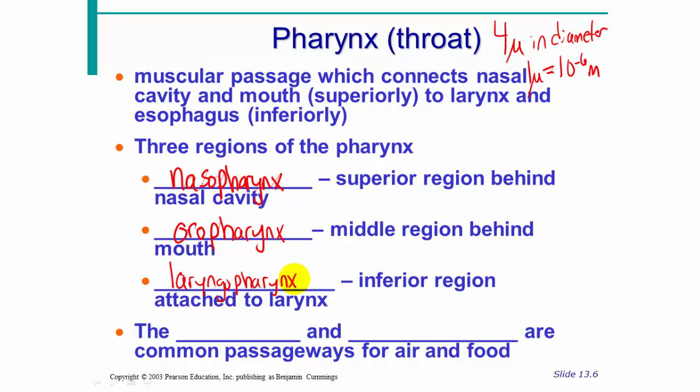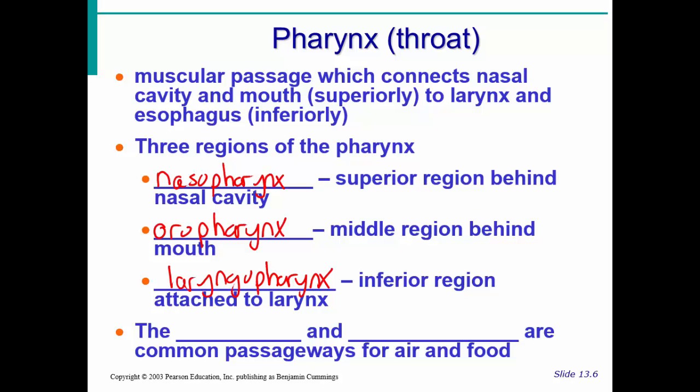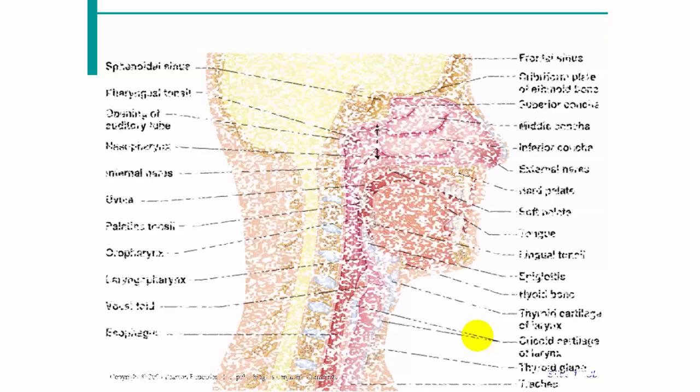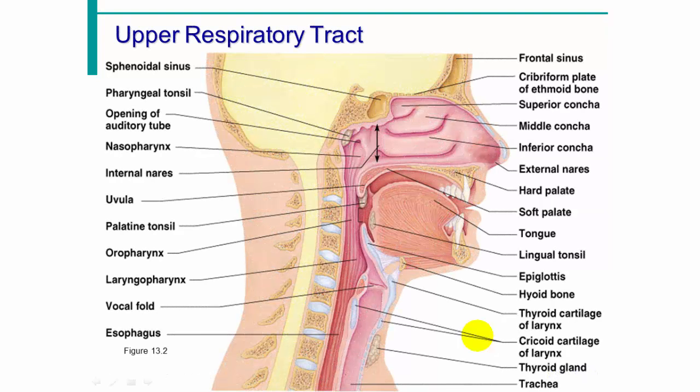Only 2 of these regions can have food and air in them, could be a passageway for food and air. And this would be the oropharynx and the laryngopharynx. And to help with this a little more, let's take a look again at that. Okay, so again, you'll notice the mouth. So as you ingest food, it could enter the oropharynx, could be in that region, and it could also be in the laryngopharynx. Likewise, if you inhaled air through the same pathway, it could also be in those 2 regions. But food should really not come up into the nasopharynx. It should not be there.